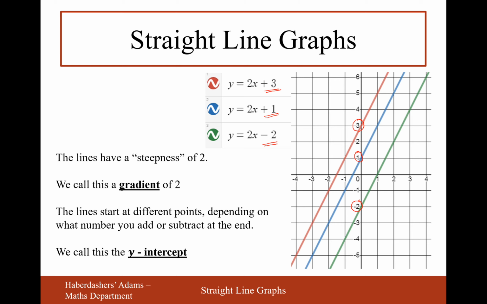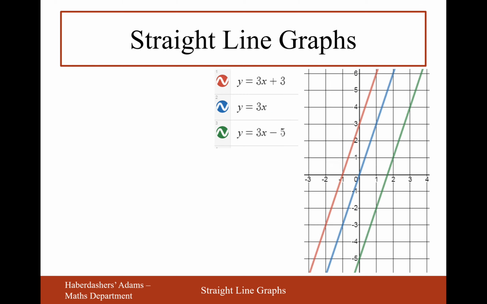Okay, so the number that's in front of x is the gradient, and the number that's added on to the end is where it starts on the y-axis. And we can show you a few more examples here. We've got a red graph of y equals 3x plus 3. Blue is y equals 3x plus nothing. We're not adding or subtracting anything here. And y equals 3x minus 5.